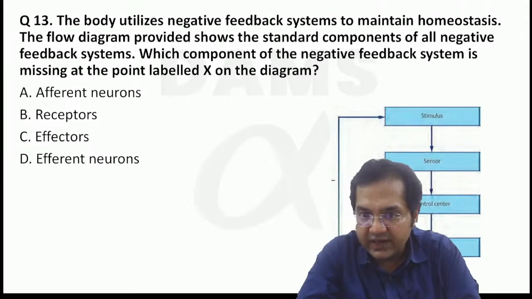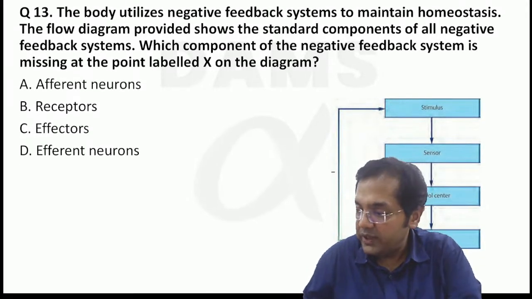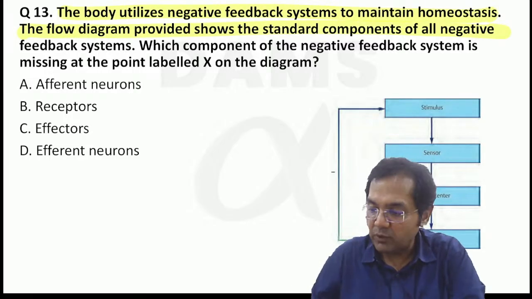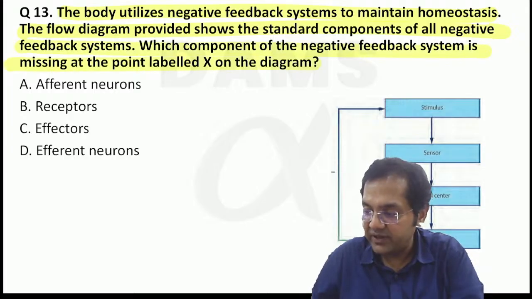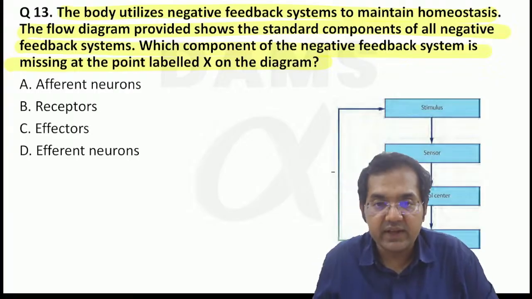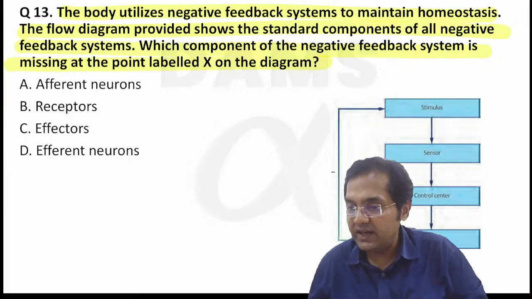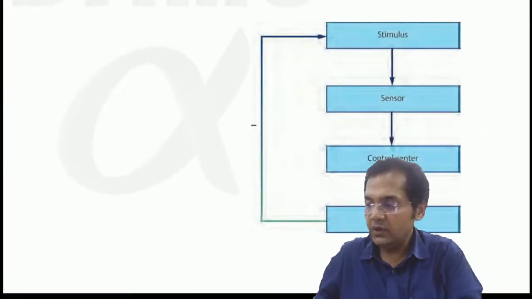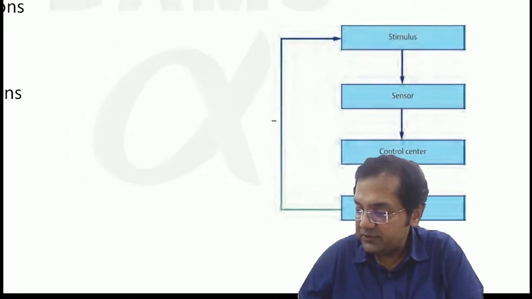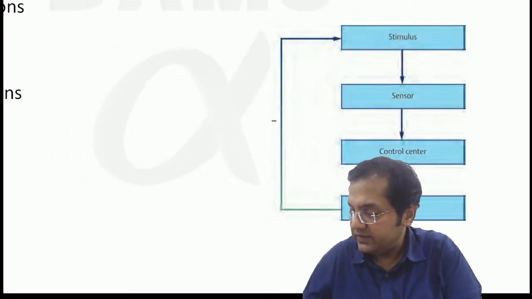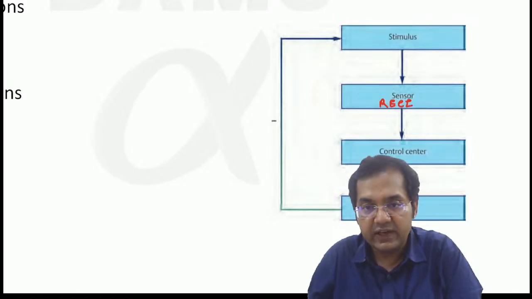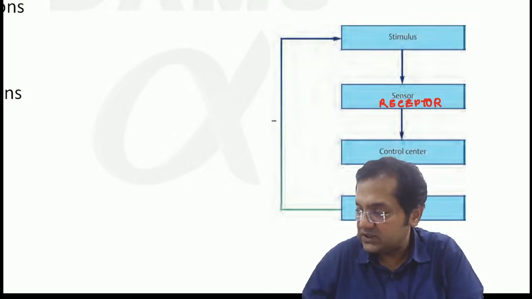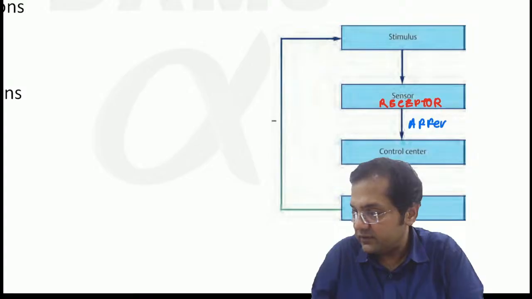13.1. This is slightly tricky, but you should have got it correct. The body utilizes the negative feedback system to maintain homeostasis. The flow diagram provided shows the standard components of all the negative feedback systems. Which component of the negative feedback system is missing at the point labeled X on the diagram? Please see the figure. There is a stimulus which is being detected by a sensor. Sensor is the same thing as receptor. The receptor will bring the information via afference.